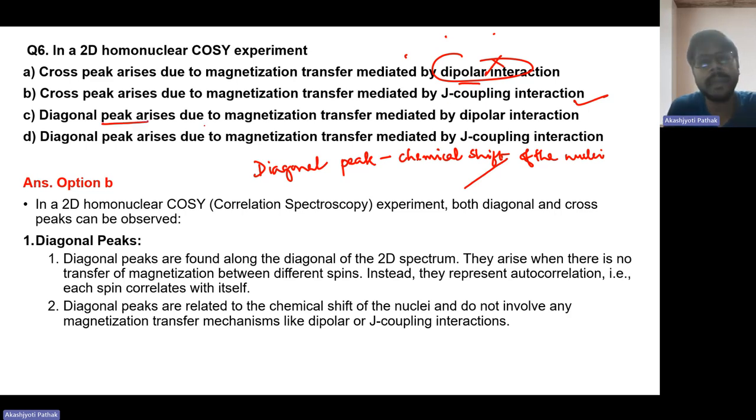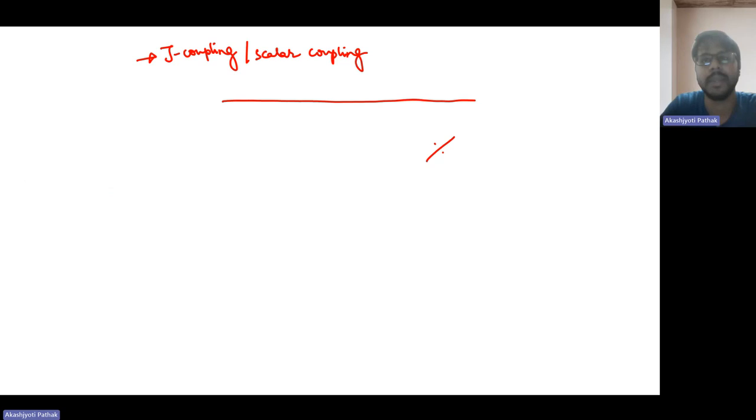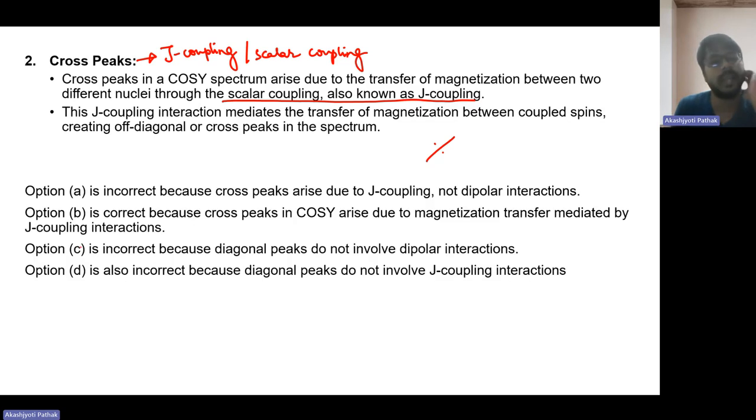And option C, the diagonal peak arises due to magnetization transfer mediated by dipolar interaction. This is wrong. And the other option is also wrong because in the diagonal peaks there is no transfer of magnetization. There is autocorrelation, and they are related to chemical shift of the nuclei. So it has nothing to do with magnetization transfer mechanisms like dipolar or J coupling. So option D and option C are incorrect. The correct answer is option B.